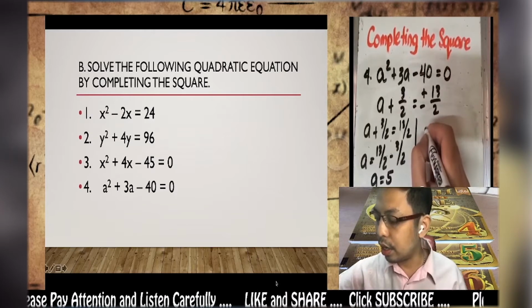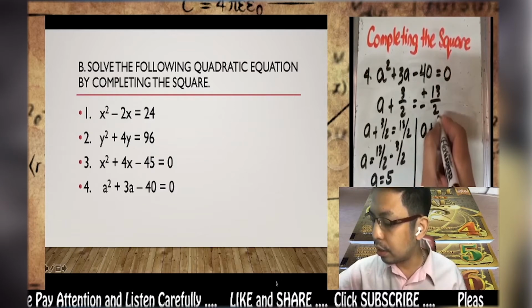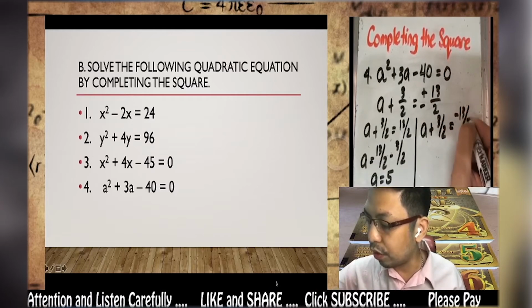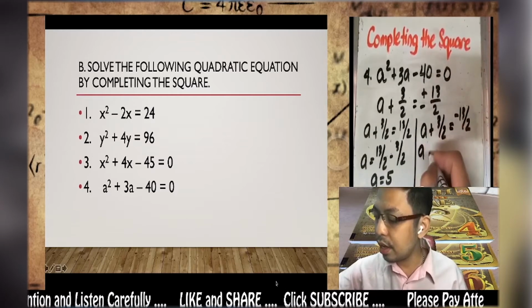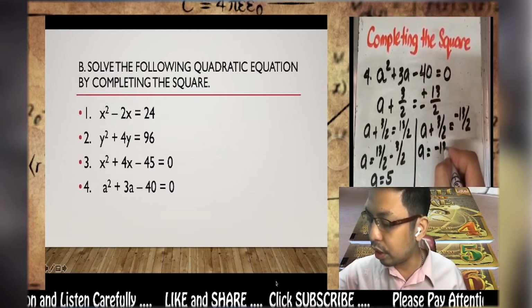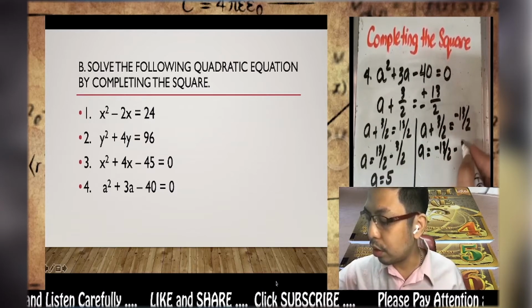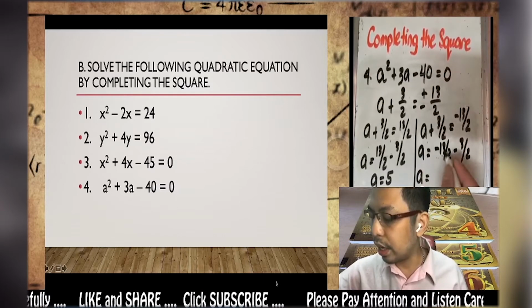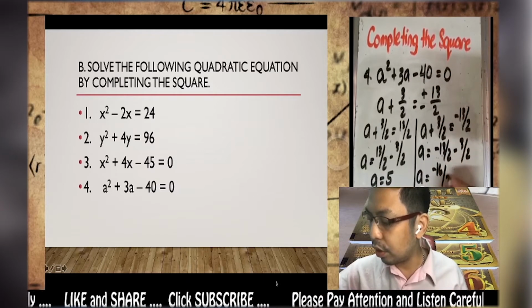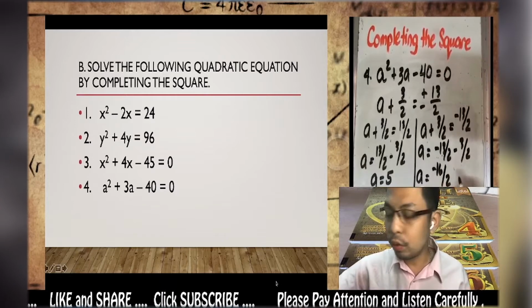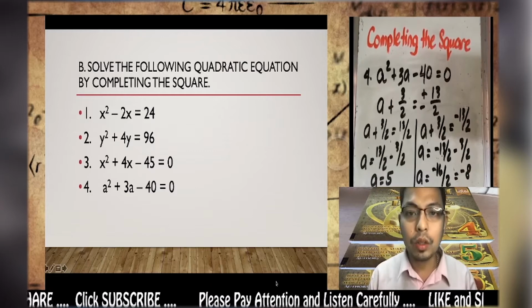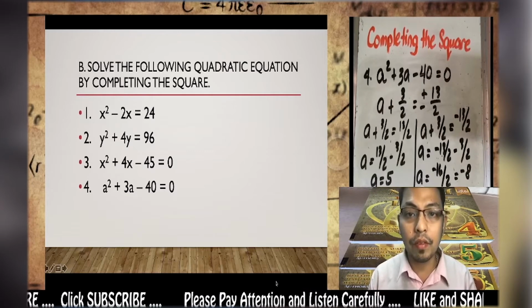The other equation: a plus 3 over 2 is equal to negative 13 over 2. We have a is equal to negative 13 over 2 minus 3 over 2. So a is equal to negative 16 over 2. Negative 16 over 2 is negative 8. So a is equal to negative 8.